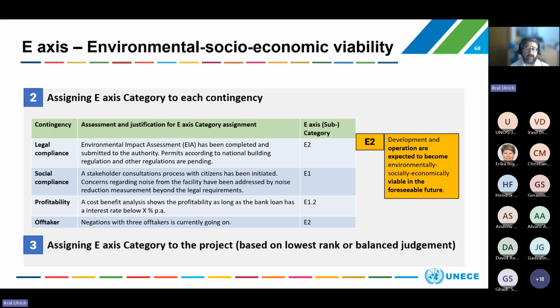So if there is, for instance, taking the first example with the National Building Regulation and other regulations, these permits are currently pending. So you have to provide the evidence that the permits have been submitted and that they are pending. So this evidence is crucial. And you can only provide justifications if they are based on evidence.